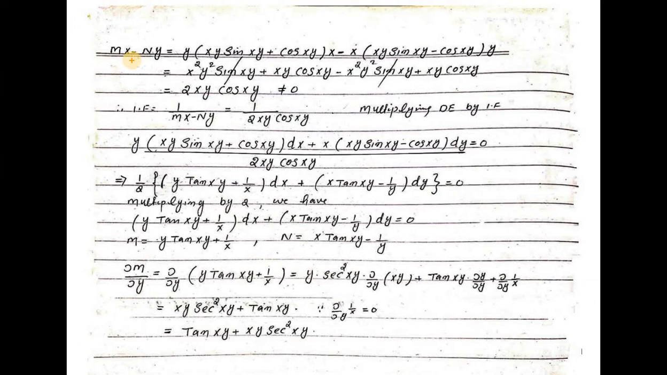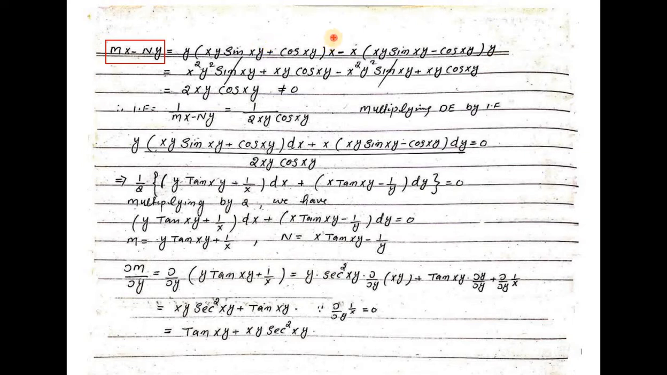To mx minus ny, this is the denominator of the integrating factor. We have to put the value and then check whether it is non-zero or not. So putting the value, this x is part of m, this is multiplication by x, and here multiplication by y.